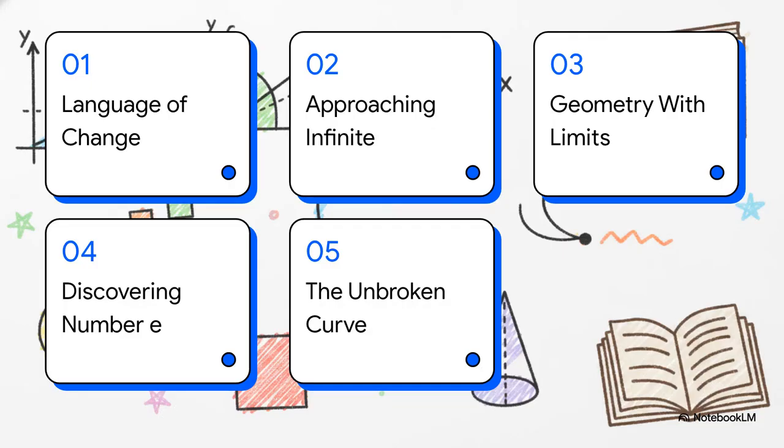And hey, to avoid any math anxiety right out of the gate, here is our clear 5-step roadmap for bridging the gap between the finite and the infinite. The language of change, approaching the infinite, solving geometry with limits, discovering the number e, and finally, the unbroken curve.